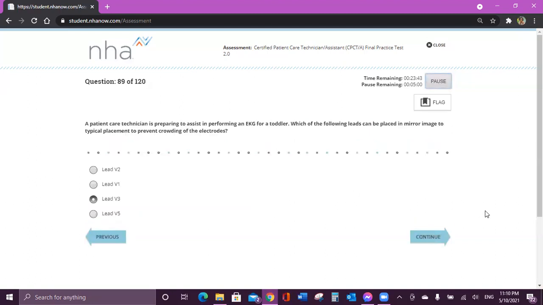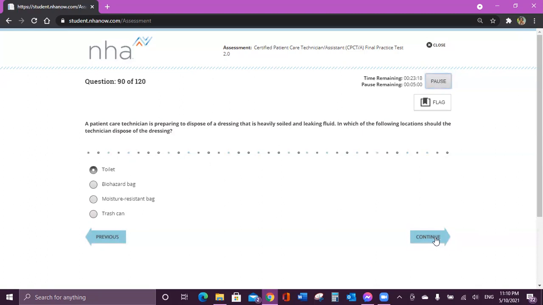A patient care technician is preparing to assist in performing an EKG. Which of the following leads can be placed to prevent cross-contamination? It's gonna be lead three.